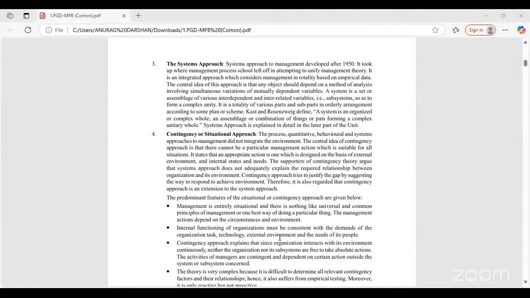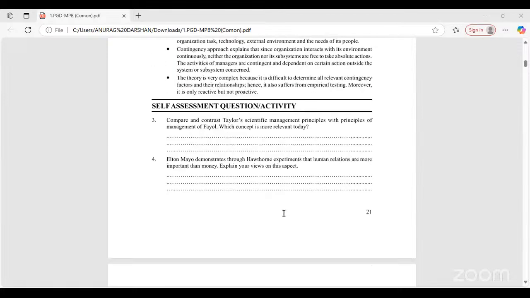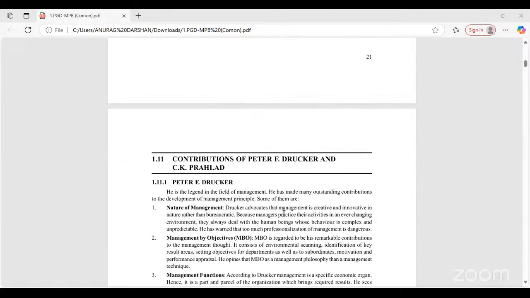So the situational or contingency approach says that whatever you plan is only at the planning stage. It all depends upon the situation and the complexities that actually arise while you are working. The situational approach focuses more on the situations, not on the planning or the paper.